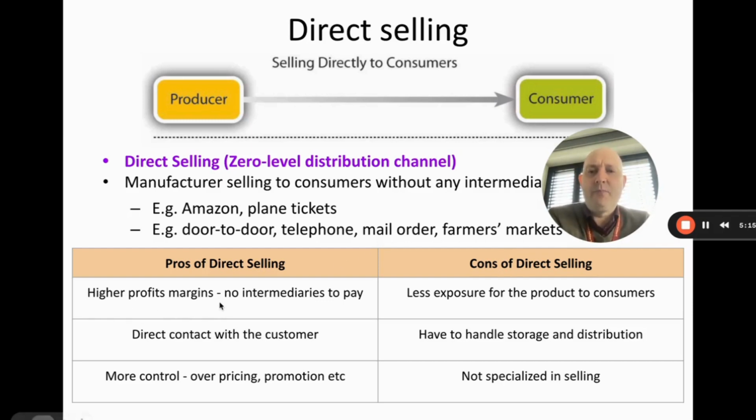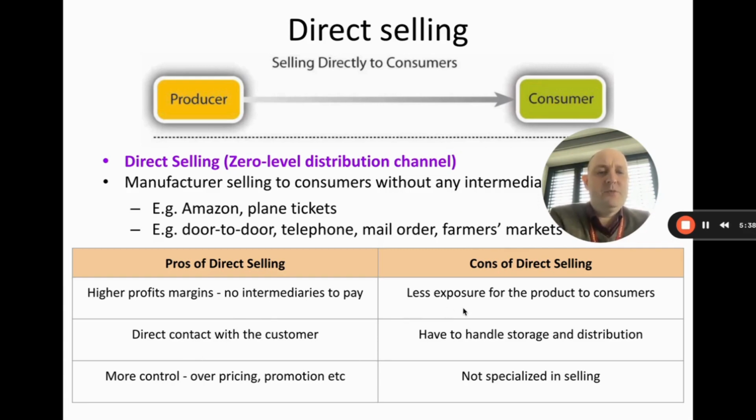This one's going to have higher profit margins because there's no retailer. There's no one in between who's going to be taking margins. Because we're selling direct to the customers, we can talk to the customers, whether online or in person. And we have more control over pricing and promotion, as we're going to see a bit later on, because effectively we're making all those decisions ourselves.